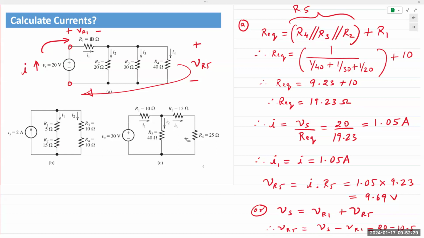So in one method, we get 10.5. The other technique, we get 9.69. Right, 9.5 versus 9.69. In a quiz or an exam, I will not deduct points. If one student gets 9.69 and the other student gets 9.5, I will give full points to both. Okay, it's fine.